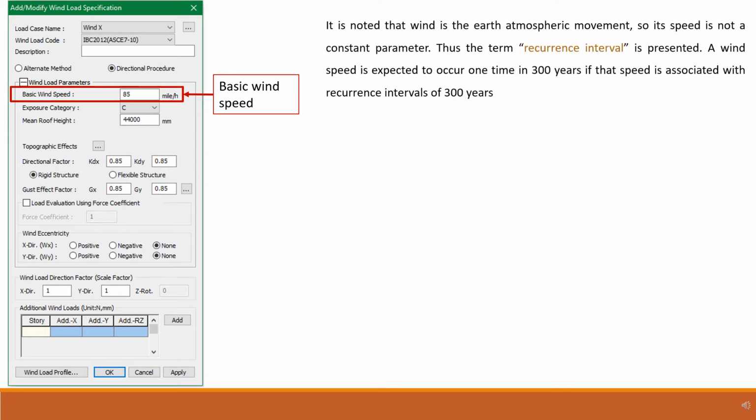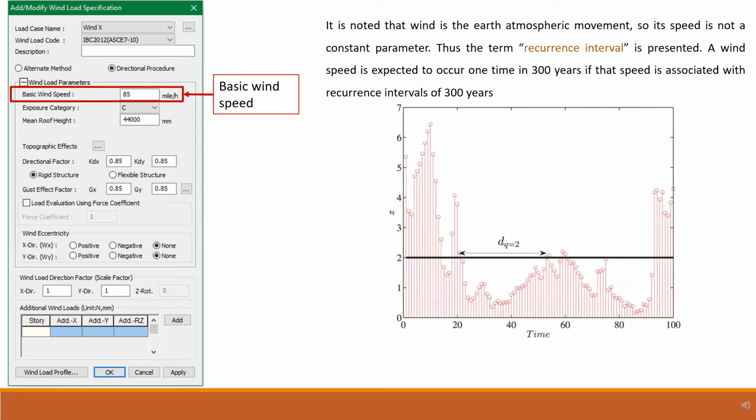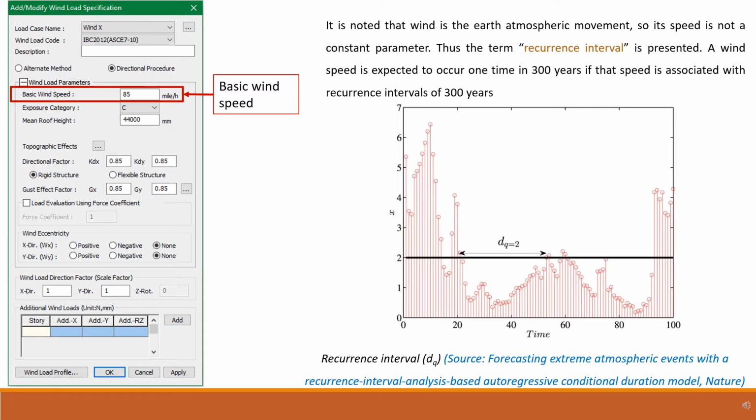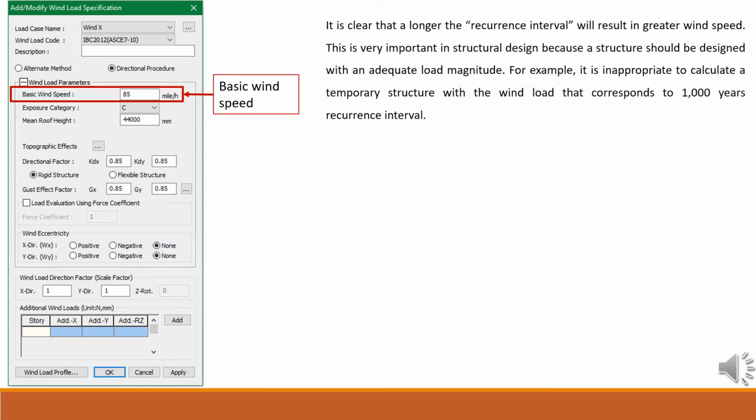It is noted that wind is the Earth's atmospheric movement, so its speed is not a constant parameter. Thus the term recurrence interval is presented. A wind speed is expected to occur one time in 300 years if that speed is associated with a recurrence interval of 300 years. It is clear that a longer recurrence interval will result in greater wind speed.